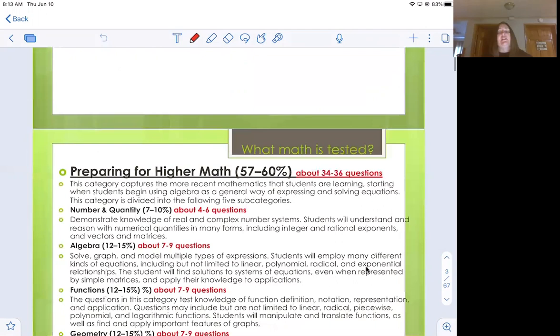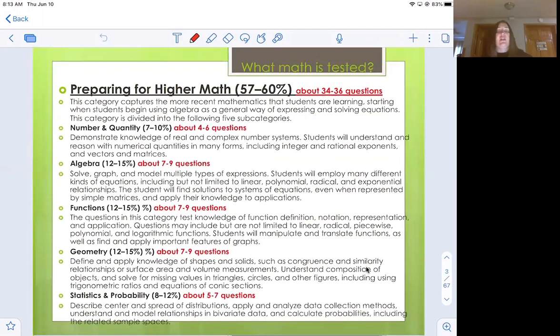So, what is tested on the Math ACT? This is kind of important. Preparing for higher level math is 57 to 60% of the test. So, this correlates to about 34 to 36 of the questions. This is your more recent math, probably stuff that you've been learning while you're in high school. It could be expressions, it could be solving equations. But these things are really divided into 5 different categories.